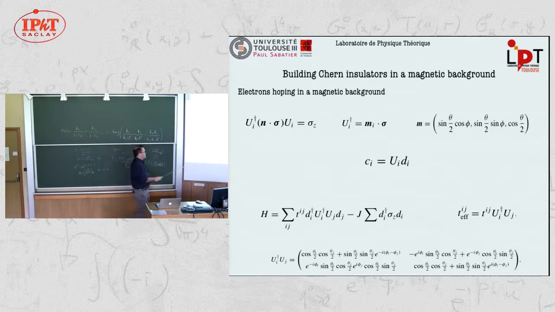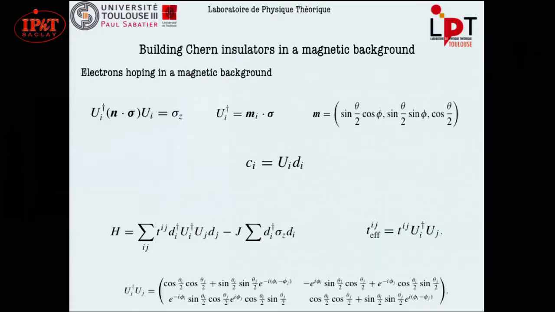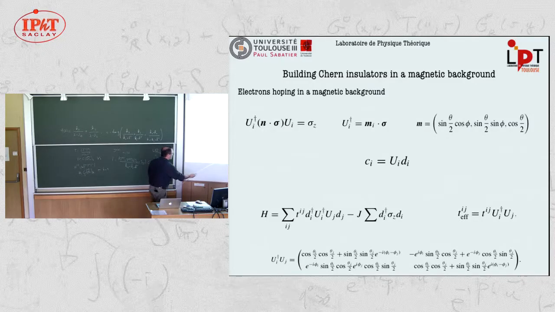And it's just a question of keeping only this term here. So I end up with a tight binding model in which, in the end, I don't have electrons with spin anymore, but electrons without spin. And I have a hopping term, which is going to be given by this term here. And of course, it contains the information of the pre-existing magnetic background.